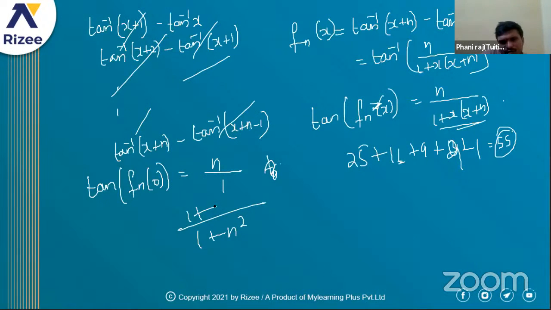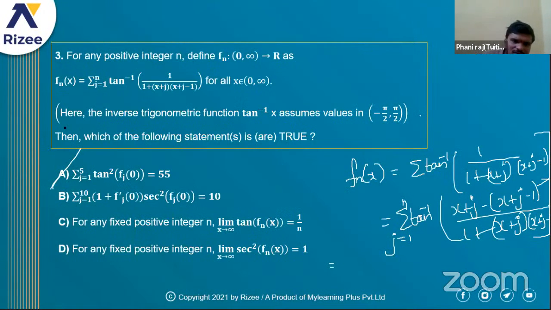f dash of 0. Is there any short way? But you can do that by differentiating this and so on. You'll find out that this is not the right option.